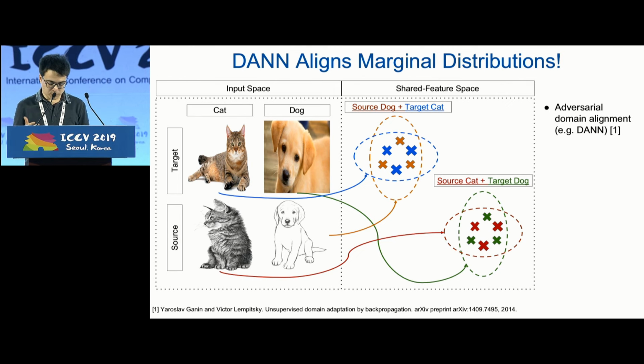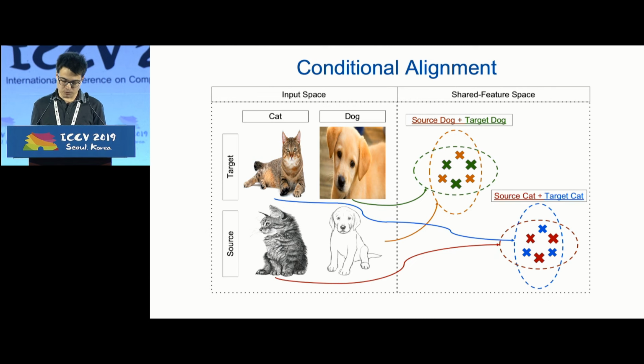So our hope is to jointly align the domain and label distributions such that the cat sketches will be only aligned to the cat images. And for this, we will be relying on the pseudo labels for the target samples.